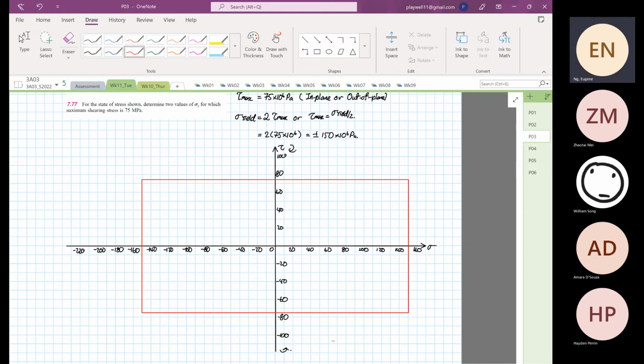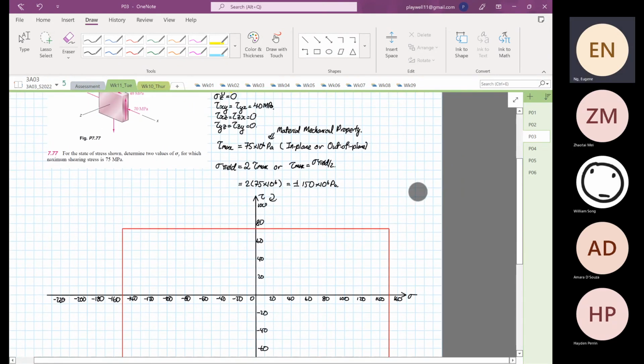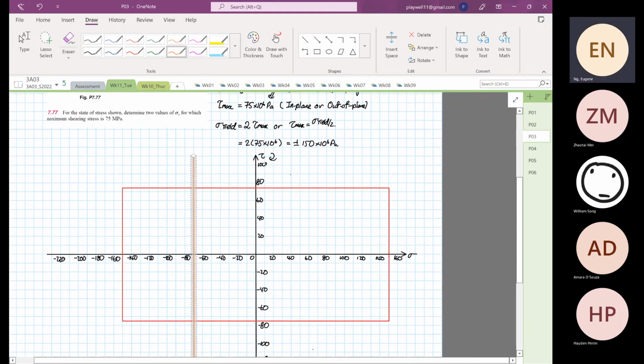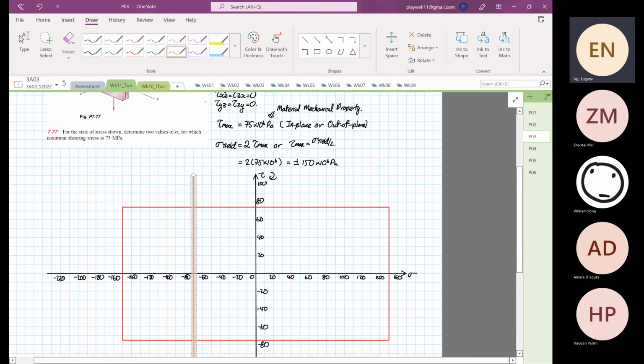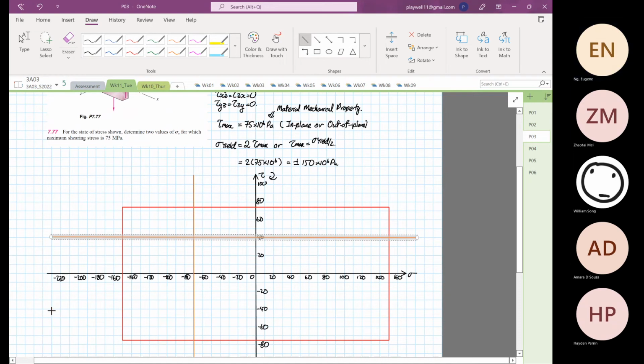Right, so let's look at the first point, and that is minus 70. So I'm going to draw our minus 70 line. This is our minus 70 line. And then our shear given is 40, so our 40 line, and the other 40 line.